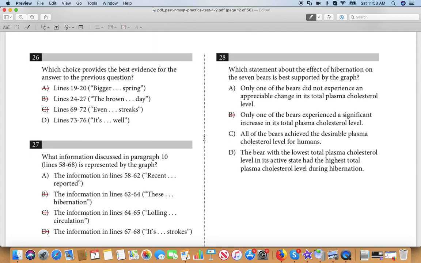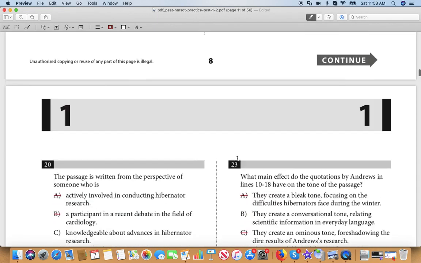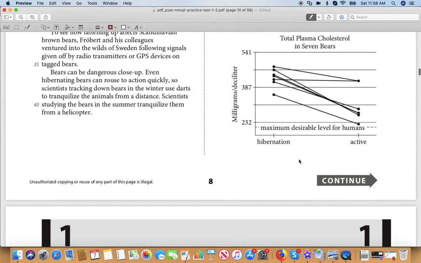All of the bears achieved the desirable plasma cholesterol level for humans. They did not. No, come on. Look at the chart. There's humans, all of them are way above.